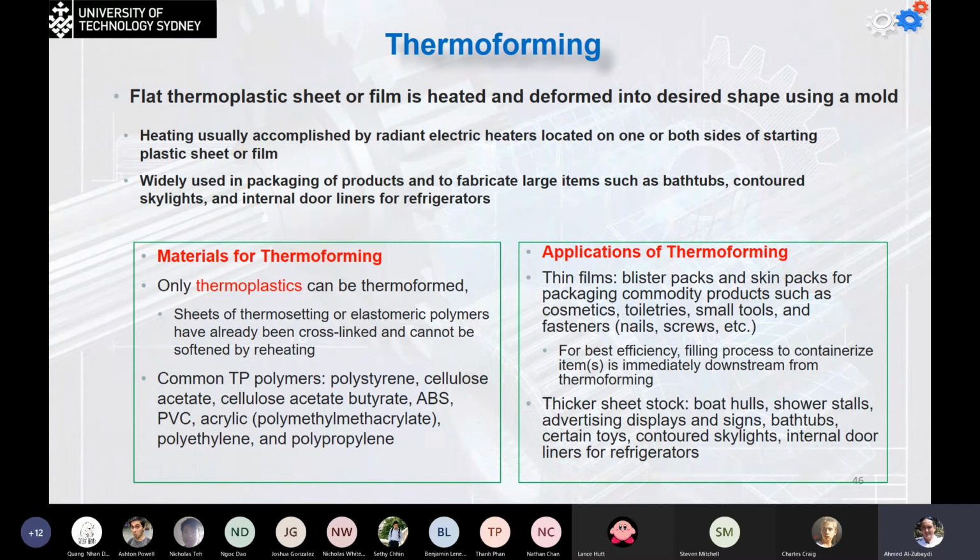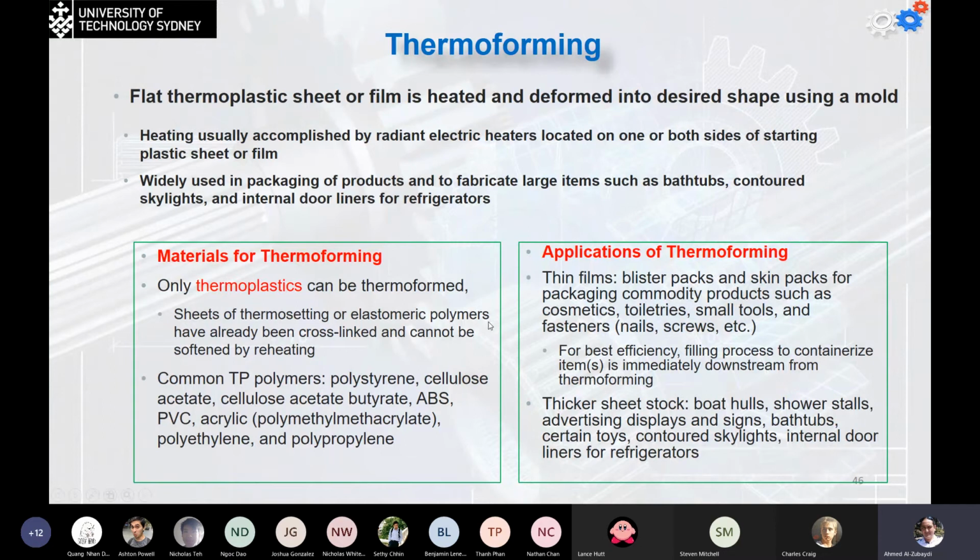It's widely used in the packaging of products and the fabrication of large items such as bathtubs, contoured skylights, and internal door liners for refrigerators. The materials usually are thermoplastics, only thermoplastics. Sheets of thermosetting polymers or elastomers have already been cross-linked and cannot be softened by reheating.